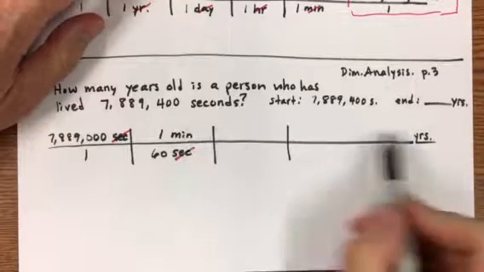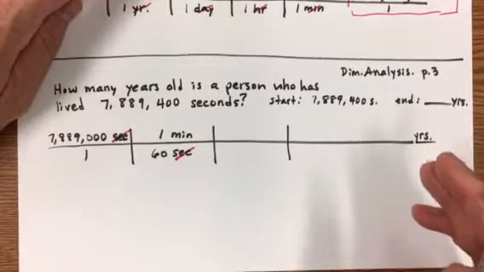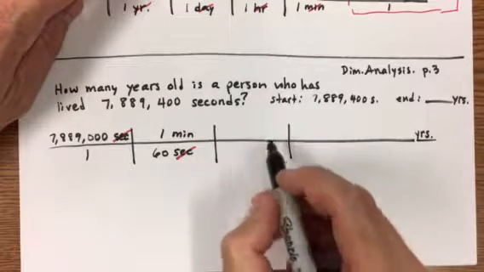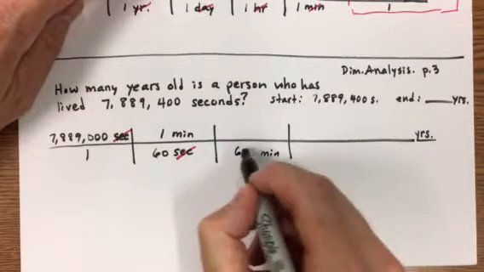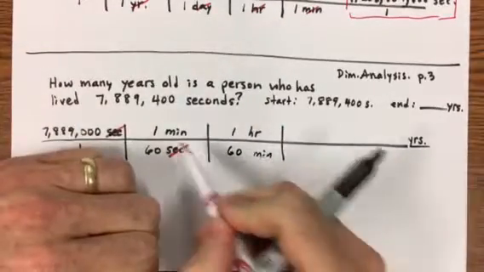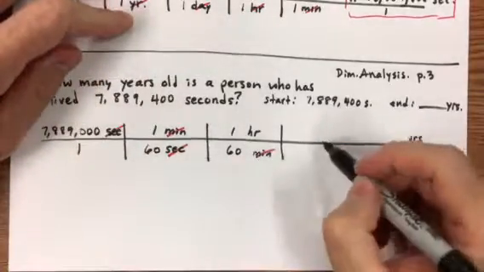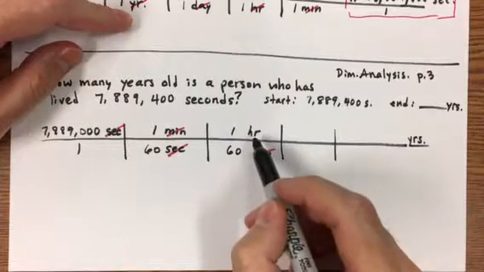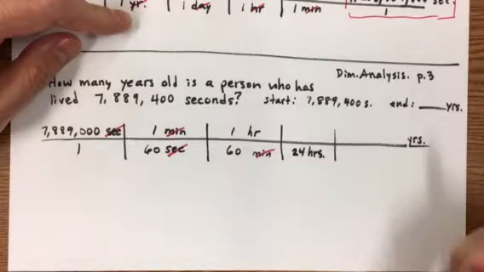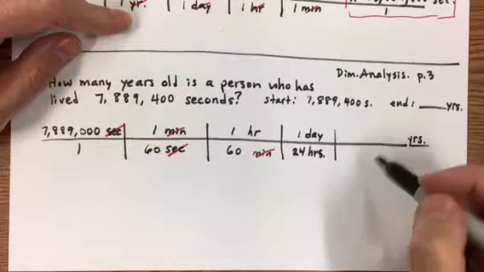Now I need to deal with minutes, and I'm trying to get to years. I know that there are 60 minutes in an hour, so I'm going to do this again. Minutes needs to cancel out with minutes, so 60 minutes in 1 hour. Now I have canceled out minutes, and again the 60 minutes went in the bottom of the fraction because I'm trying to make it cancel out with the one from the previous fraction. There's 24 hours in a day. And that hours will cancel out with this hours.